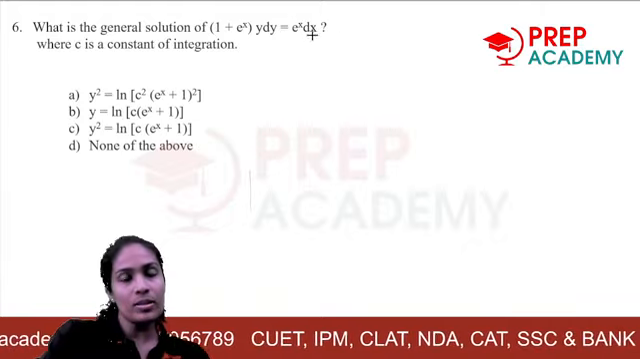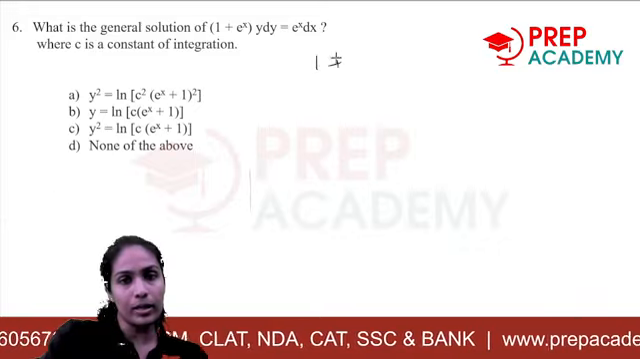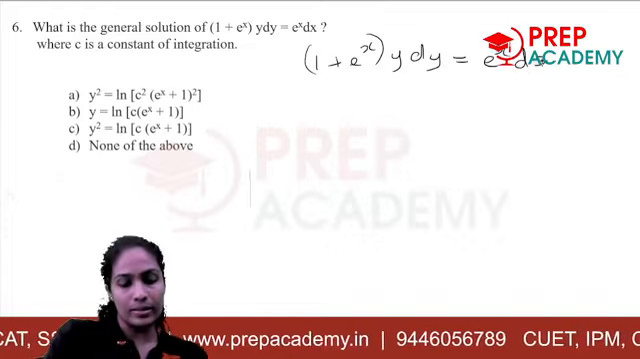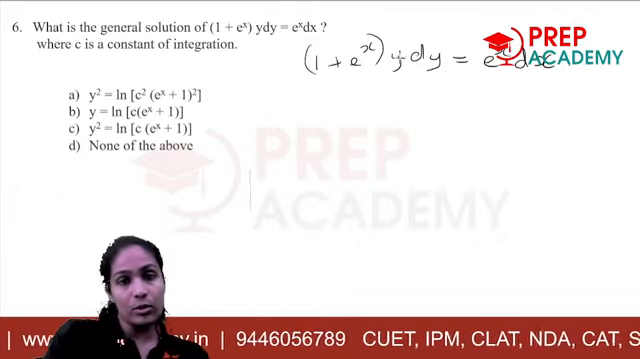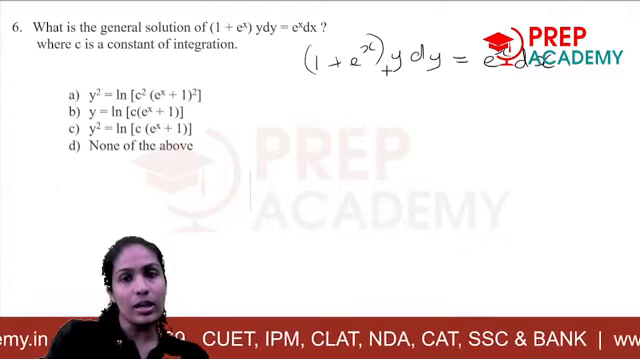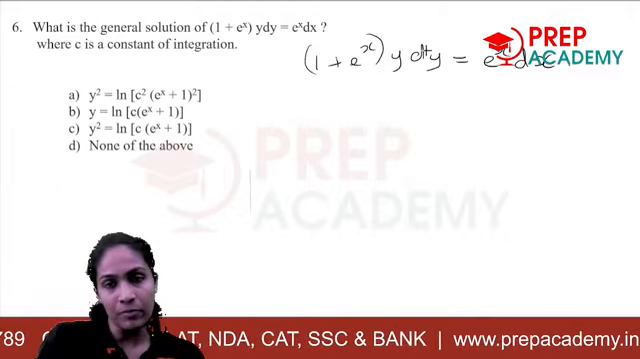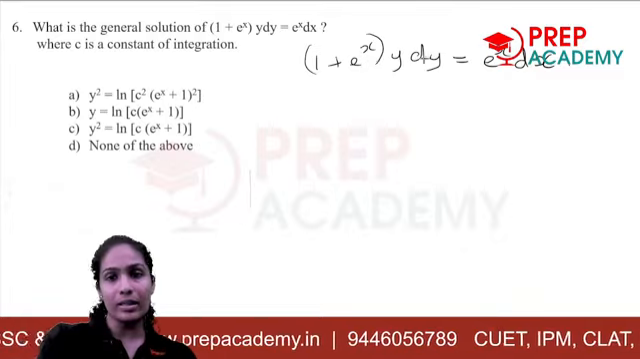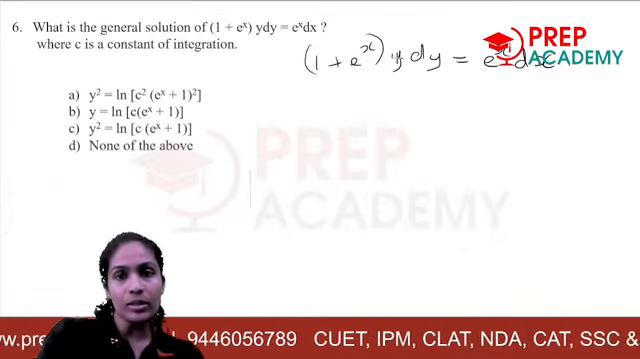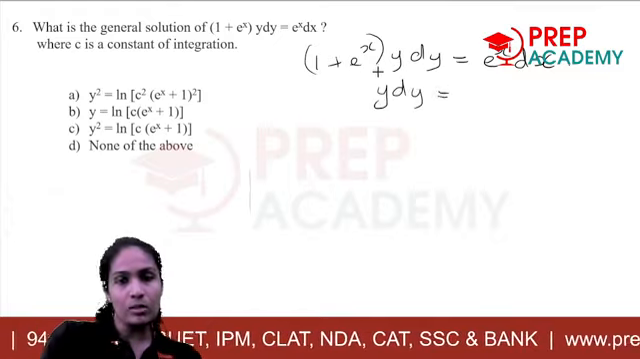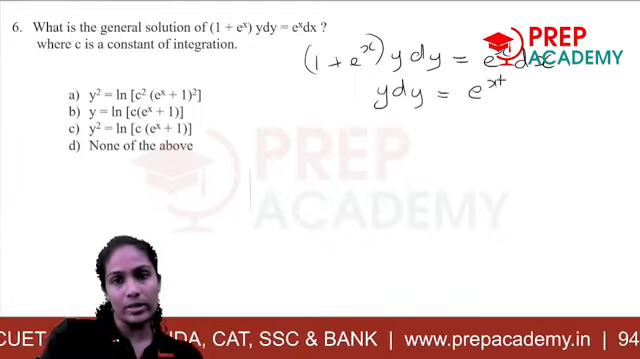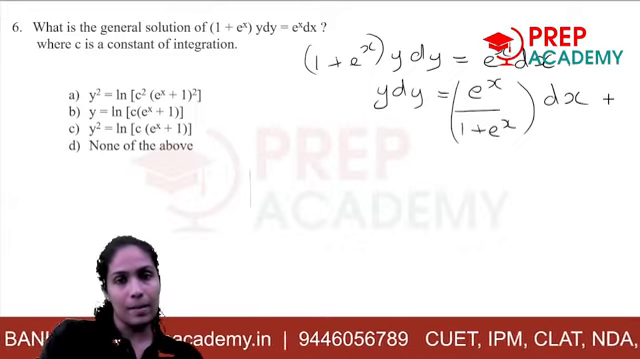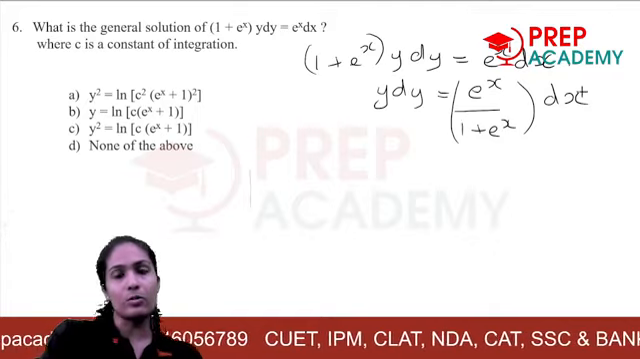So we have to find the general solution of this equation. Here the equation is (1 plus e raised to x) y dy is equal to e raised to x dx. Whenever you are asked to find the solution of an equation, you have to check whether the equation is in variable separable form. That's the first step. You have to check whether we can separate the variables x and y on both sides. So here, you can keep y dy on one side and bring this 1 plus e raised to x to the other side, that is, y dy is equal to e raised to x by (1 plus e raised to x) dx.